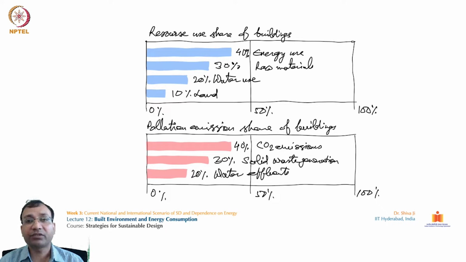The second table talks about the share of the built environment in pollution emission. Here, if you see, the CO2 emissions caused by buildings are at the rate of 40%, which is very huge. Solid waste generation by buildings stands at the rate of 30%, and water effluents 20%.